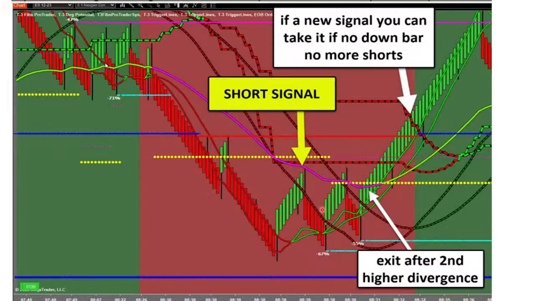I'm in the short, one divergence prints, doesn't scare me, market pushes back down, second higher divergence, I'm going to get out, I'm not going to lose any money, and I never get another signal, so I don't take that next loser. Guys, this is just management.